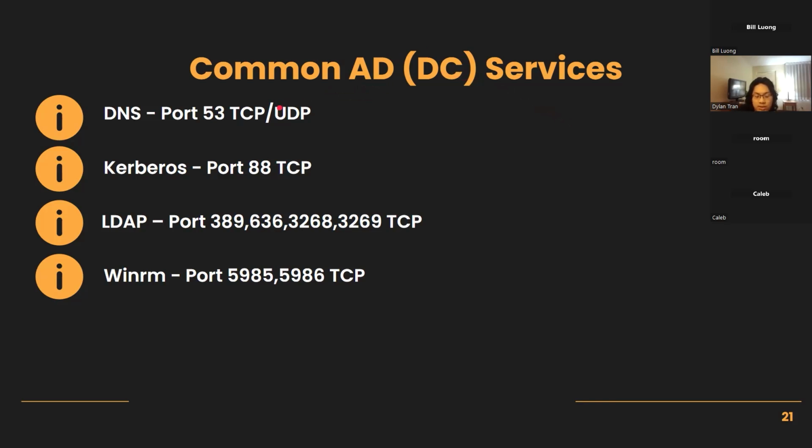So these ports are going to be primarily seen on the domain controller minus WinRM. WinRM can run on any Windows hosts. You're going to have DNS, Kerberos, LDAP. DNS, Active Directory completely runs off of DNS. Everything refers to each other by name. Without DNS, everything starts sort of breaking.